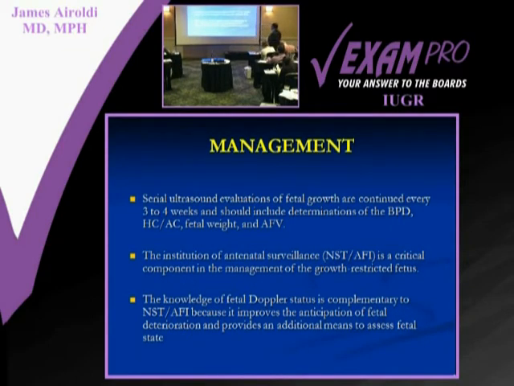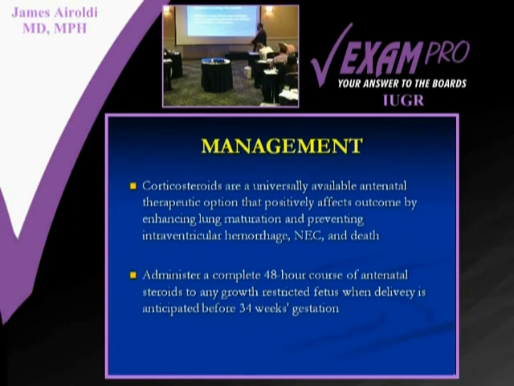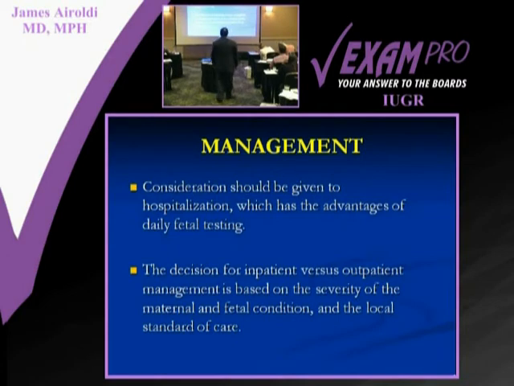So the management of these kids is serial ultrasounds, follow their growth, institute antepartum surveillance, do their Doppler flow studies, and that really helps out. So when we in our unit see a baby with IUGR, we're doing non-stress tests and fluid checks, but at the time of their fluid assessments, they're always getting at least an umbilical artery Doppler. If the reason we're testing them is IUGR, they're getting an umbilical artery Doppler. I think that's really important.